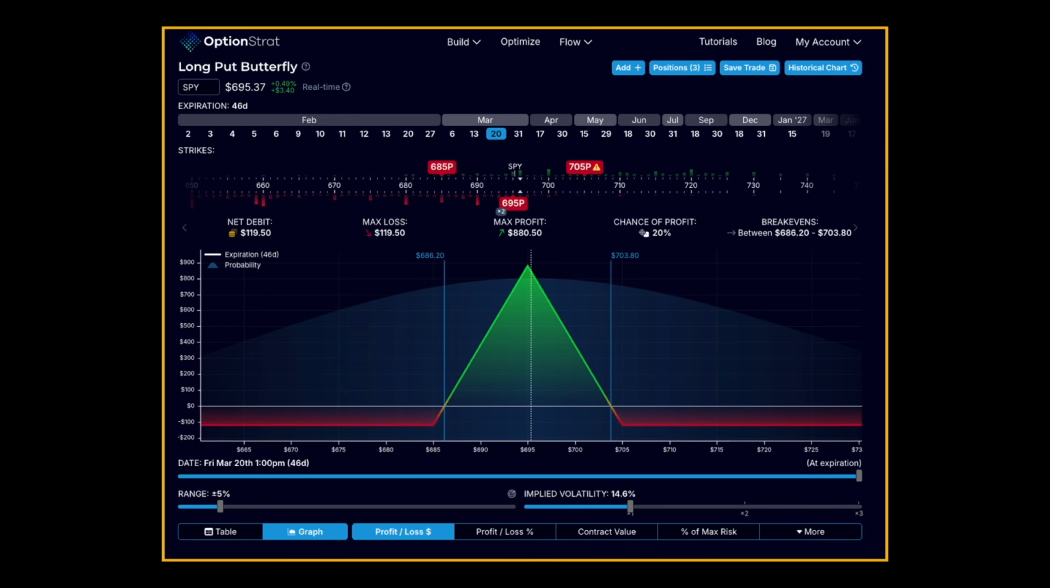So this is a screenshot of a long put butterfly in the OptionStrat software. This butterfly is symmetric with the center strikes at the money. And as you can see from the profit and loss diagram, it does look a little bit like a butterfly, hence the name.